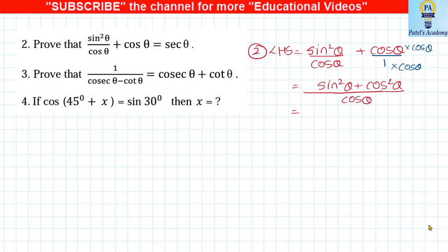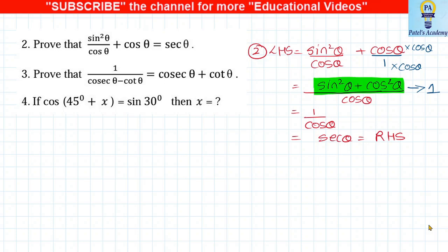Now by the identity we know that the answer for the whole numerator, sin square theta plus cos square theta, is nothing but 1. We'll get the answer as 1 upon cos theta. We know that 1 upon cos is sec theta, that is nothing but equal to RHS.